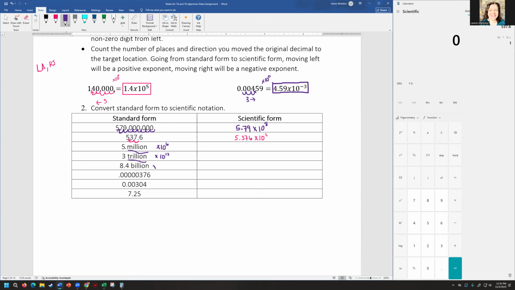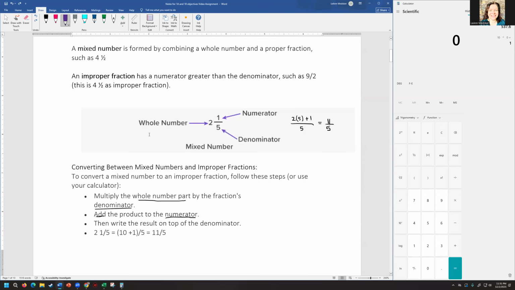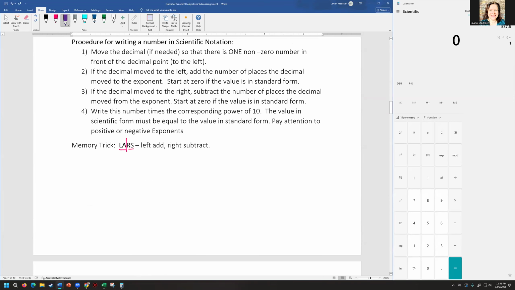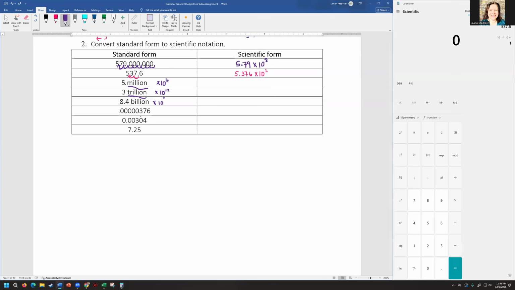And billion is 10 to the 9th. Okay, oops, let's back that up. I don't know why it wants to flip all the way up when I try to fix that. So this one is 10 to the 9th. Okay, so anytime you see these words in word problems, you are going to be able to say, if I see the word million, I can put 10 to the 6th. If I see the word trillion, I can put 10 to the 12th, and billion is 10 to the 9th.